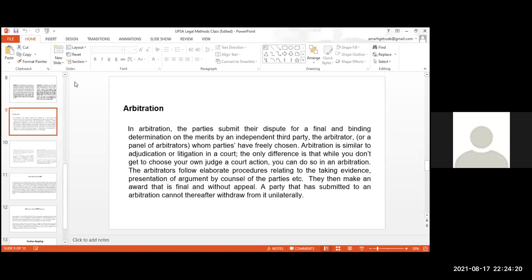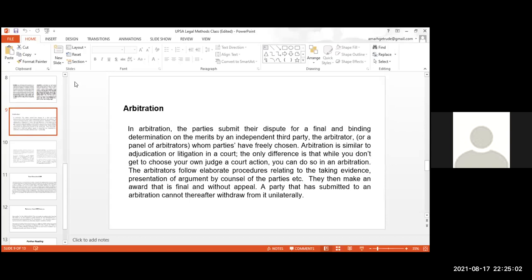So for example, a party might allege that in the course of the arbitration, the arbitrator did not follow the rules of natural justice. So maybe the arbitrator did not give that party a fair hearing, or maybe the arbitrator even exceeded his jurisdiction. So the jurisdiction that has been conferred on the arbitrator by the parties, he exceeded that jurisdiction. Or the arbitrator failed to abide by the rules of natural justice. These are grounds upon which a party can apply to a court to have the arbitral award set aside.